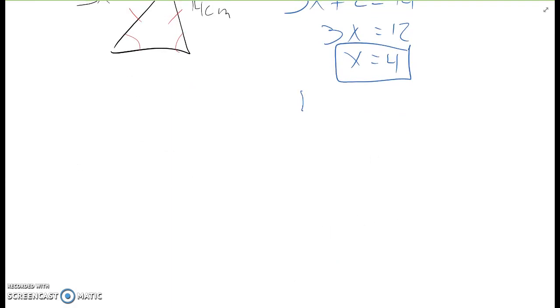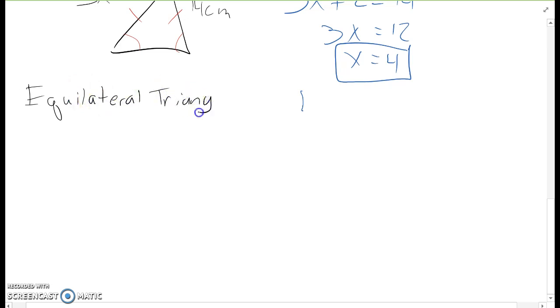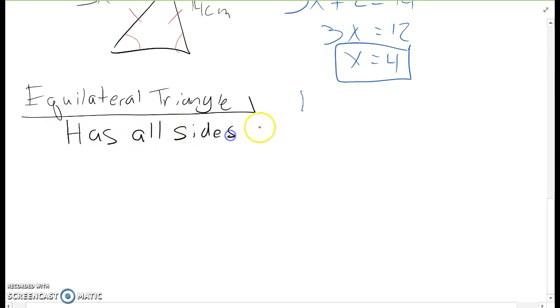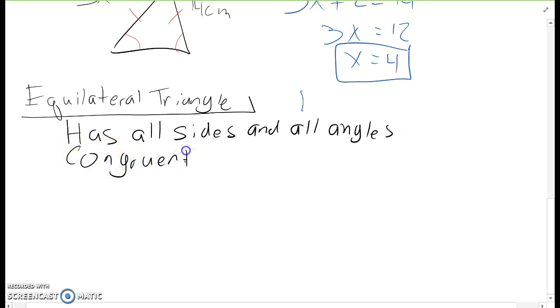There we go. Equilateral triangle, moving on. Okay. It has all sides and all angles congruent. Again, not a big shocker. So if I draw a diagram, I'm going to mark this so that all the sides are the same and all the angles are the same. And I have an equilateral triangle.